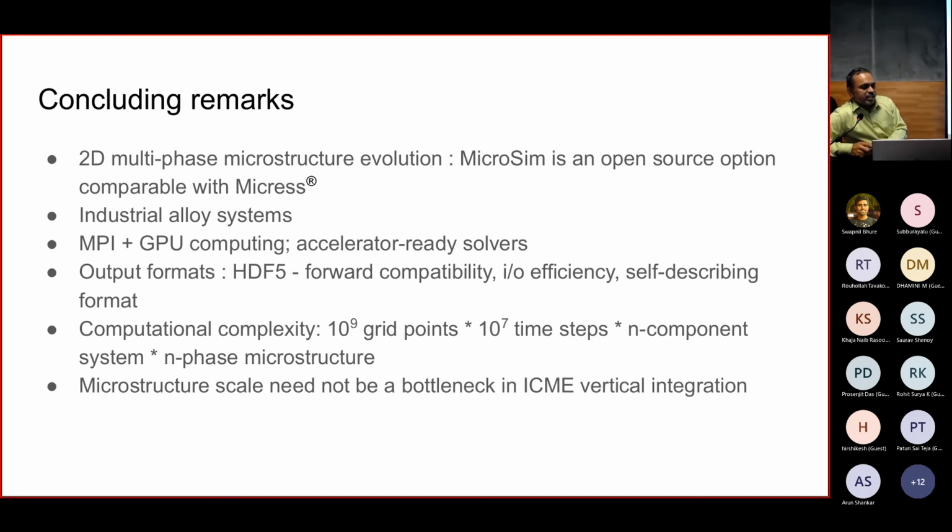Computational complexity is something that can be handled at a very, very high scale by MicroSim compared to any other tool. So think of a 1000 cube domain, so that there are 10 to the power of 9 grid points in your domain, and then several millions of time steps for a reasonable microstructure to come out, and then an n component system, 3 component, 4 component system, and then 3 or 4 phase microstructure. If you look at just the multiplication, you would see that it's a humongous task. And to do this on a desktop computer, you just forget about it. It's impossible.